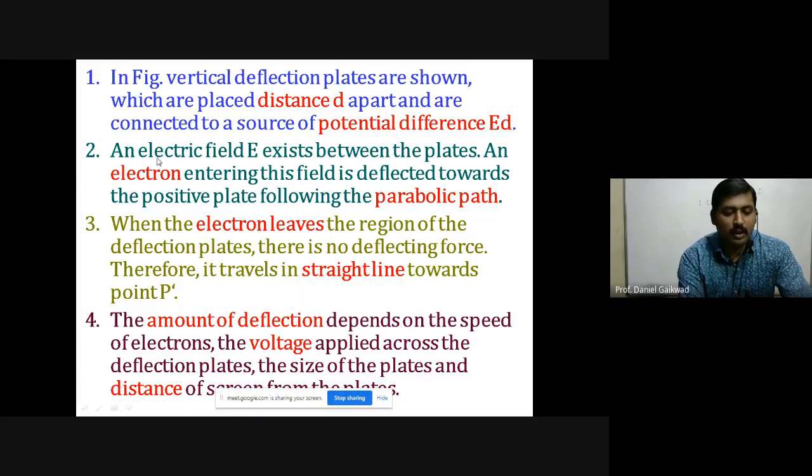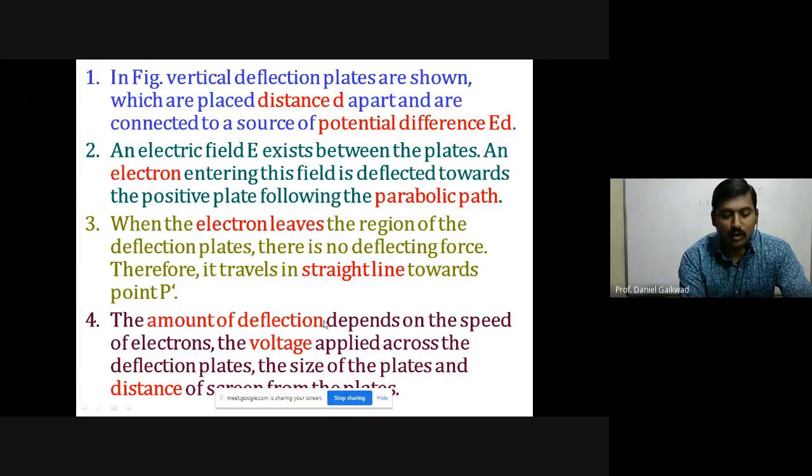Number second point, an electric field E exists between the plates. An electron entering this field is deflected towards the positive plate following a parabolic path. So already we have explained the working of this system. With the help of the electric field, the electron follows the parabolic path inside the plates. When the electron leaves the region of the deflection plates, there is no deflection force. Therefore, it travels in a straight line toward the point P dash. So already we have explained in the diagram.